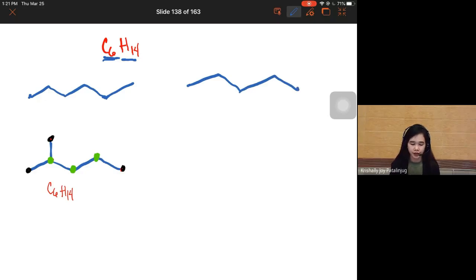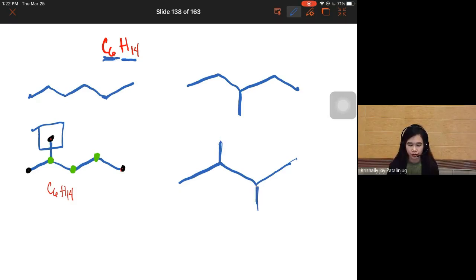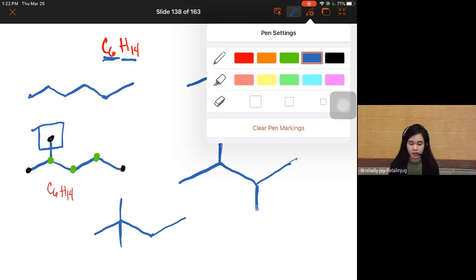You can have the branching in the third carbon instead. Or you can have a parent chain of only four carbons, 1, 2, 3, 4, then the remaining 2 carbons as branches. Or you can have four carbons, but with both branches on the same carbon. Let's check if this is C6H14.